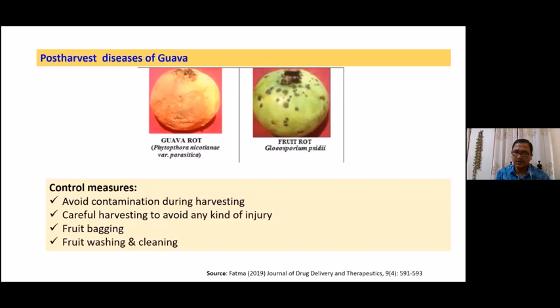Because if any injury happens to the fruit, that will contaminate the fruit with different organisms. Fruit bagging is helpful in this case. And after harvesting, these diseases can be controlled by washing and cleaning of fruits.